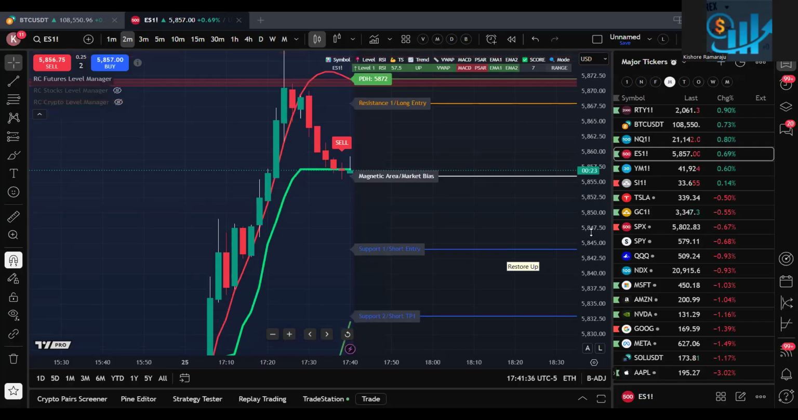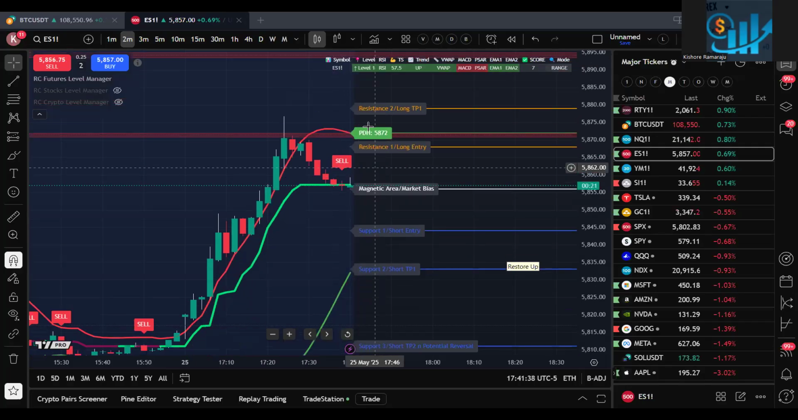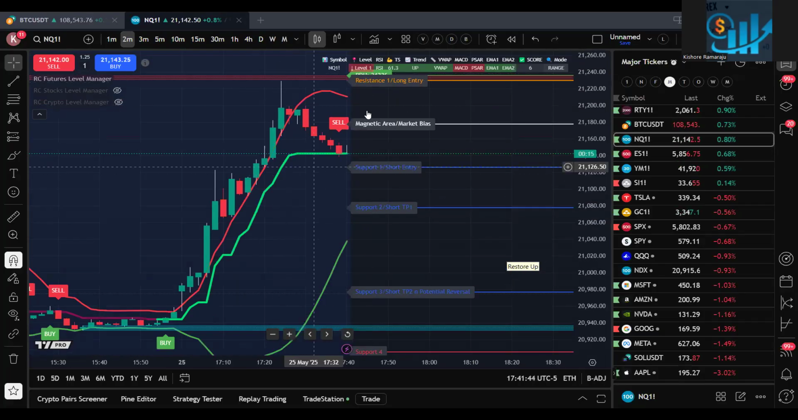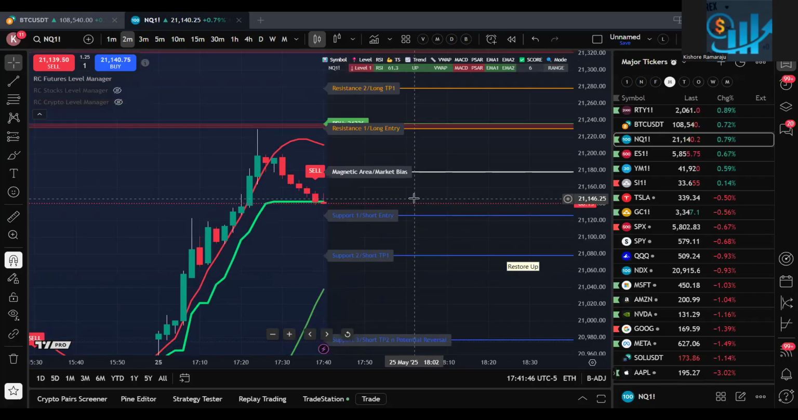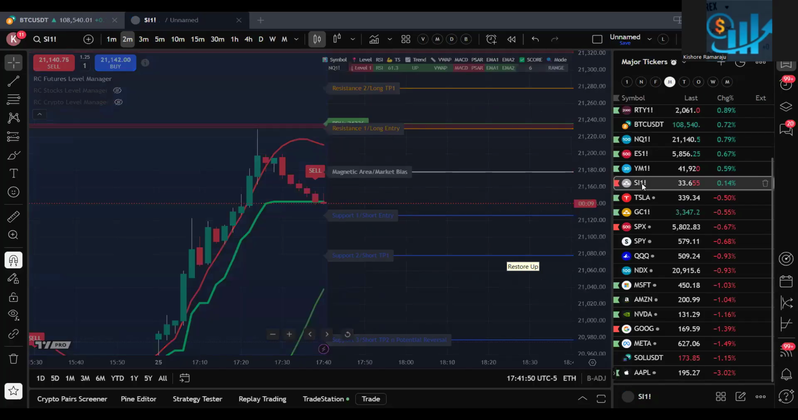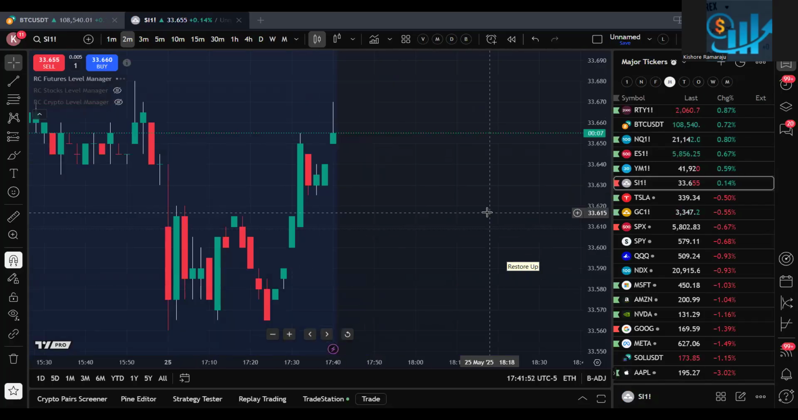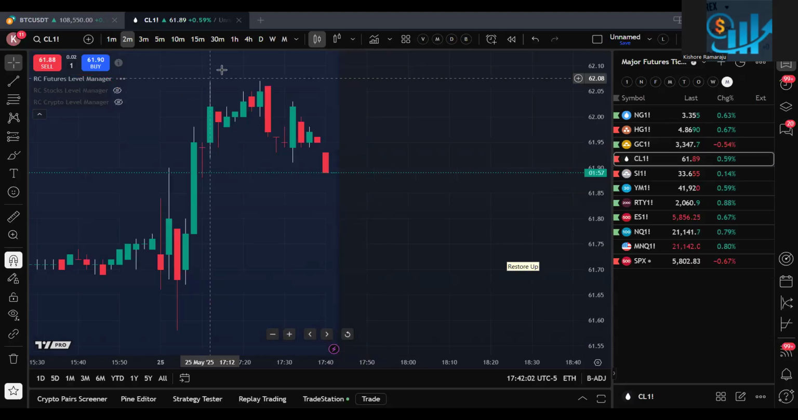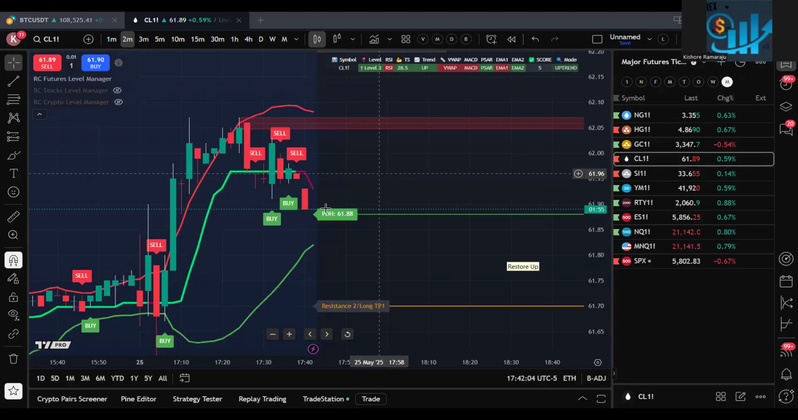I'm just checking. If we get a buy signal, we can go long on ES. Same thing with NQ: if we get a buy signal, we can go long. Crude oil also, if we get a buy signal.